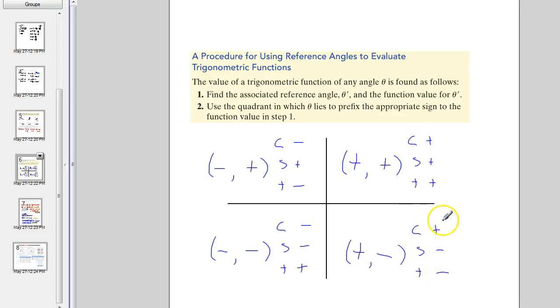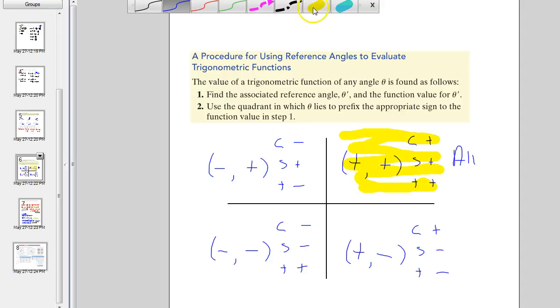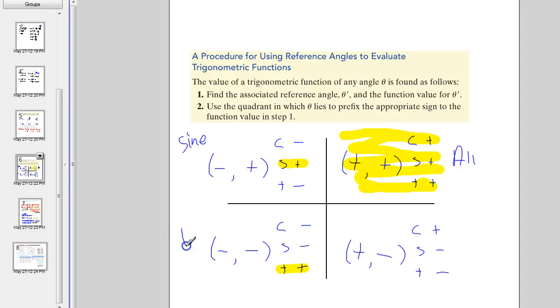Alright, but what I want you to see is here everybody's positive in quadrant 1. Alright, so all. Alright, here only sine is positive. So in quadrant 2 is just the sine function. Alright, quadrant 3, it's only tangent is positive. Alright, and then finally in quadrant 4, it's only cosine.